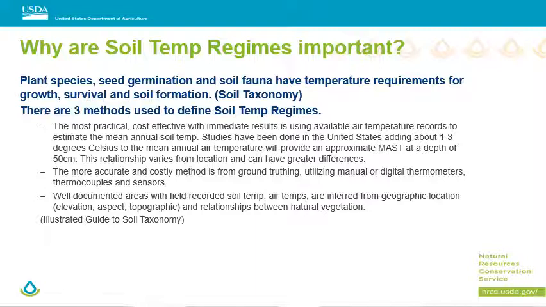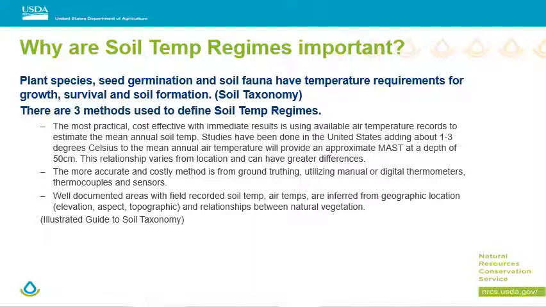Plant species, seed germination, and soil fauna have temperature requirements for growth, survival, and soil formation. There are three methods that are typically used to define soil temperature regimes. The most practical and cost-effective is using the air temperature records to estimate the mean annual soil temperature. Studies have been done in the United States, and adding 1 to 3 degrees Celsius to the mean annual air temperature will provide an approximate mean annual soil temperature at a depth of 50 centimeters.